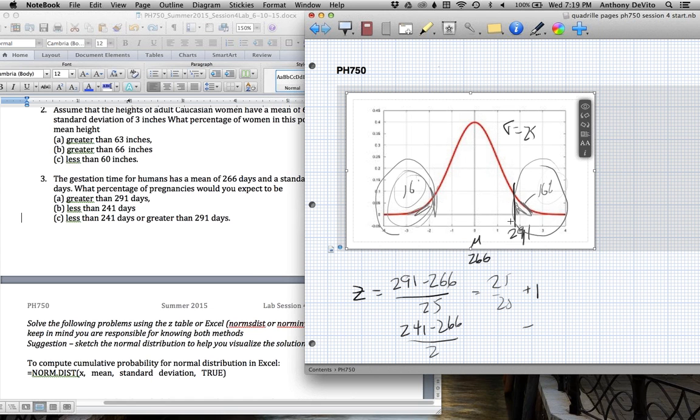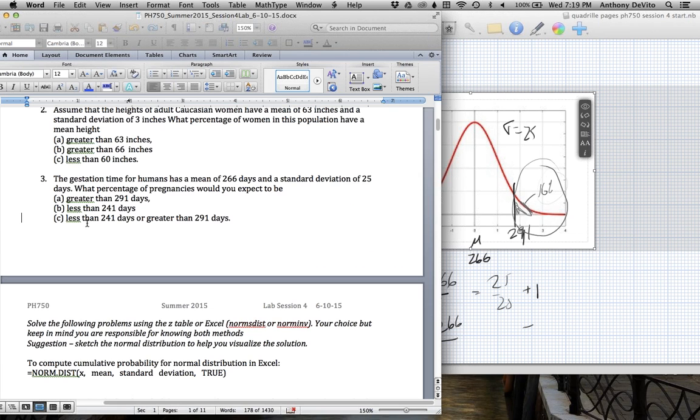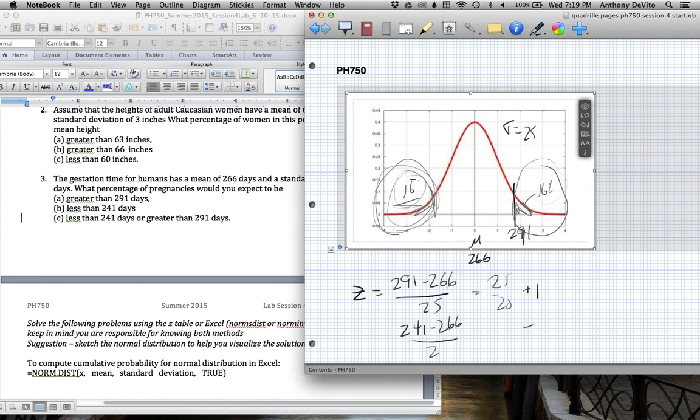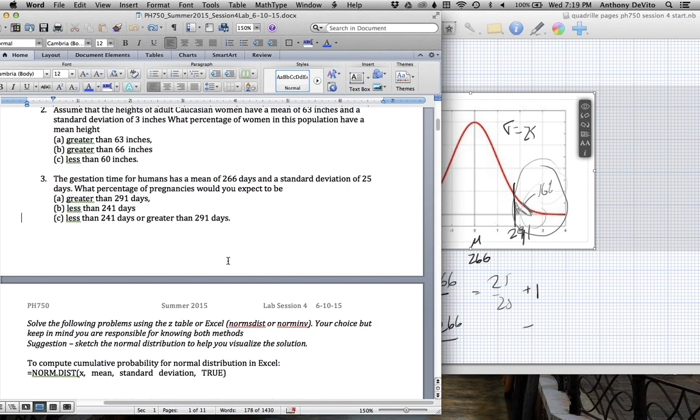Okay, so it's double. Does that make sense, DJ? We double the chances because we said we would be satisfied with it being less than 241, a 16% chance of that, or greater than 291. So we're happy with both of those outcomes, and we include the probability for both of them. Okay, let's see if we can do some more of these.